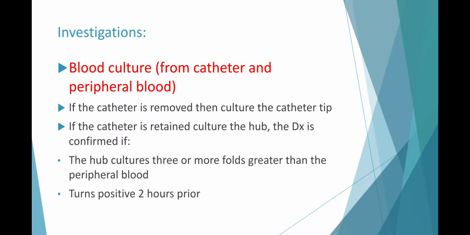Well, let me explain it more. We will take 2 cultures, from the hub and from the peripheral blood. If the culture of the hub reveals 3 or more folds greater than the peripheral blood, then it is considered a positive catheter infection. Or if the hub culture turns positive 2 hours prior to the peripheral blood, then it is considered a positive central catheter infection.